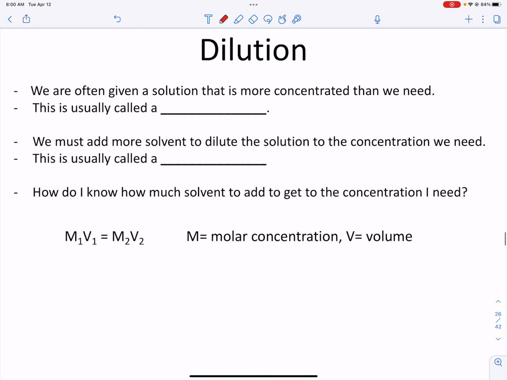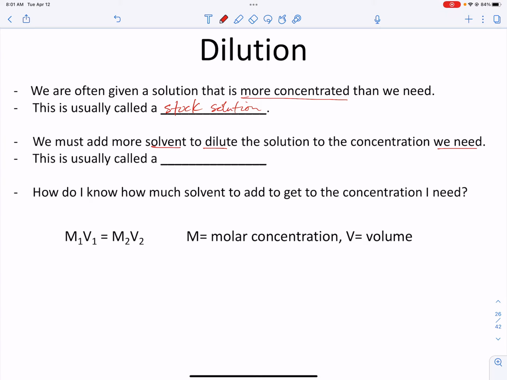All right, so I told you we're covering like 6 different topics. That gets us to our next topic, I think our third topic here, dilutions. With solutions, you sometimes have to dilute things or make things more concentrated, and there are ways to do that. Particularly talking about diluting stuff, I'm going to just read this first statement on the slide. It says, we're often given a solution that is more concentrated than we need. This is usually called a stock solution. So we must add more solvent to dilute the solution to the concentration that we need.